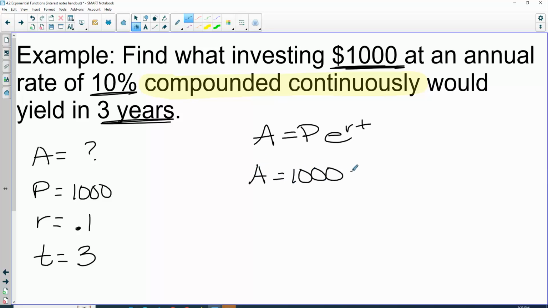So A is 1,000 e to the 0.1 times 3 power. We're just typing this in using the E button. I'm rounding to 2 decimal places because it's money.